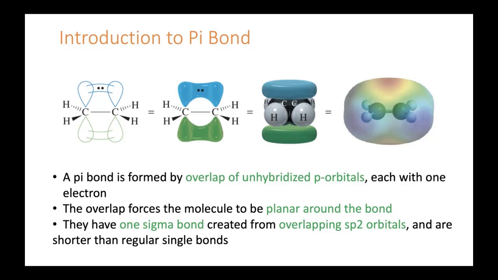They have one sigma bond created from overlapping sp2 orbitals, and they are shorter than single bonds. So this is our sigma bond, and then our pi bond is this overlap between these p orbitals. And so this is rigid, it can't rotate freely because that would break the pi bond, and it's shorter than a single bond, like a double bond is shorter than a single bond. That y'all learned in Gen Chem.